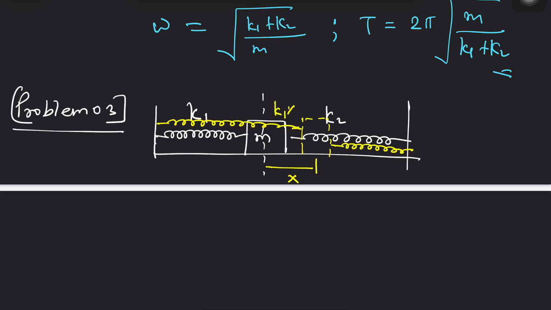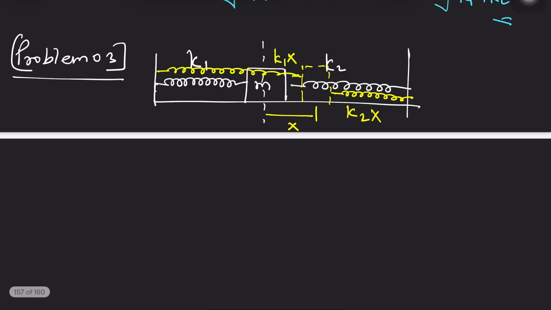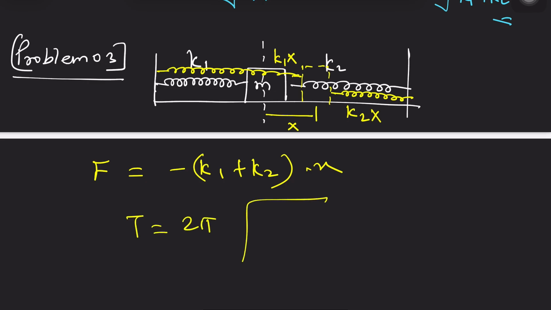It is going to be k1 into x, and this spring is going to push the body because it is compressed, and this also applies a force k2x. So both the forces are in the same direction, towards the mean position. So we can say that F is again minus (k1 plus k2) into x. So the time period is 2 pi under root of m by (k1 plus k2).